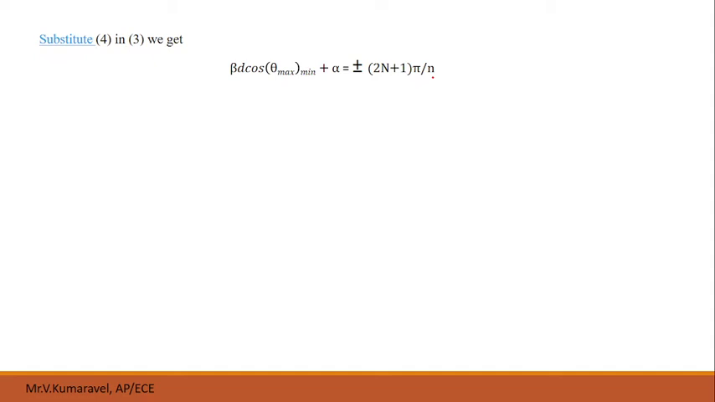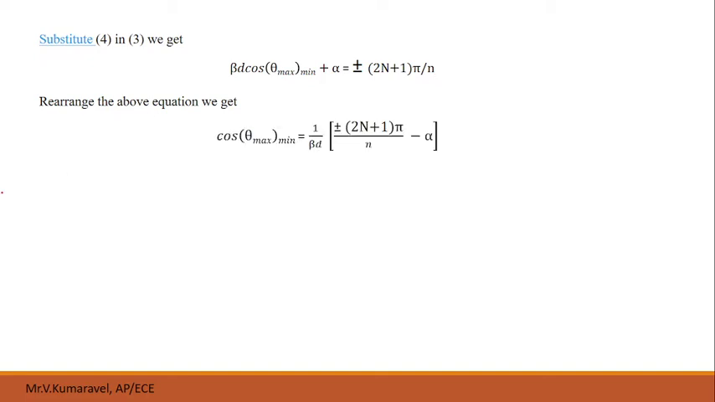Now we can rearrange the above equation. We will have beta d cos theta maxima of minor lobes equal to, first taking alpha to the right hand side, plus or minus (2N plus 1) pi by n minus alpha. When beta goes to the right hand side, it becomes 1 by beta d. Again we need to find the angle, so the angle of minor lobe maxima, theta maxima of minor lobes, equals cos inverse of this factor.